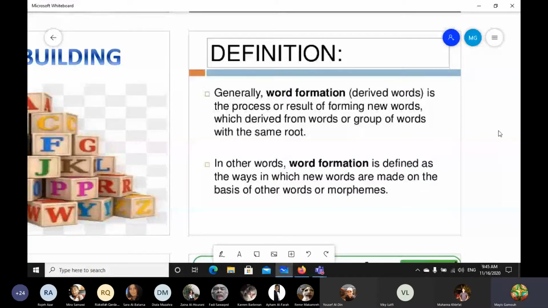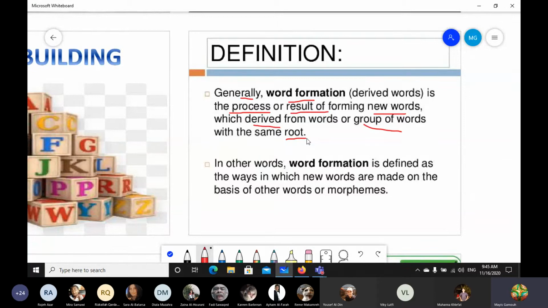So let's go back to our definition and explain it one more time. We said that the definition of word formation, or word building, is the process, the steps, or result of forming new words. So we have to make new words which are derived from words or a group of words with the same root, and this is the key word: the same root, or a stem of the word.